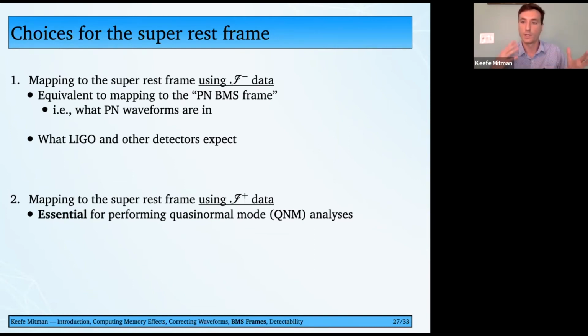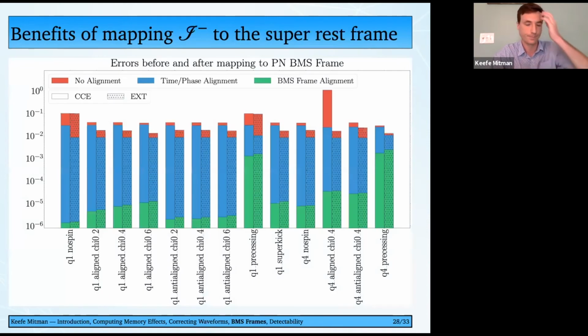Okay, to give a brief example of what doing these mappings accomplishes for numerical relativity waveforms, here I again have these 13 systems. For each system, the left bar is a CCE waveform and the right bar is an extrapolated waveform. On the y-axis, I'm plotting the relative error between an NR waveform and a PN waveform. It's showing how well we can get these two waveforms to agree with each other during the early inspiral phase of our black hole merger.